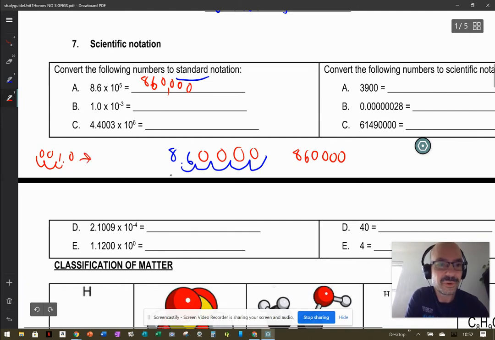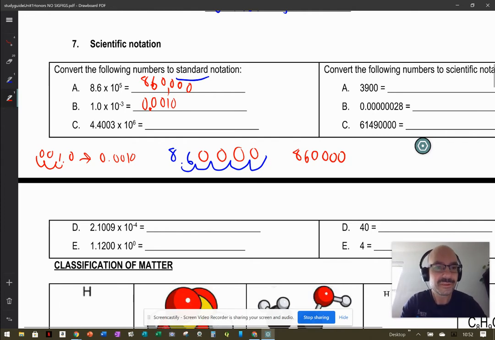So then this number will be 0.0010. That decimal point there. For this one, we're going to hop to the right 6 times. So let me just write this number out, and then I'll just hop it in my head. So we went 1, 2, 3, 4, 5. So we need to put in one more 0. So it should be 440,030.